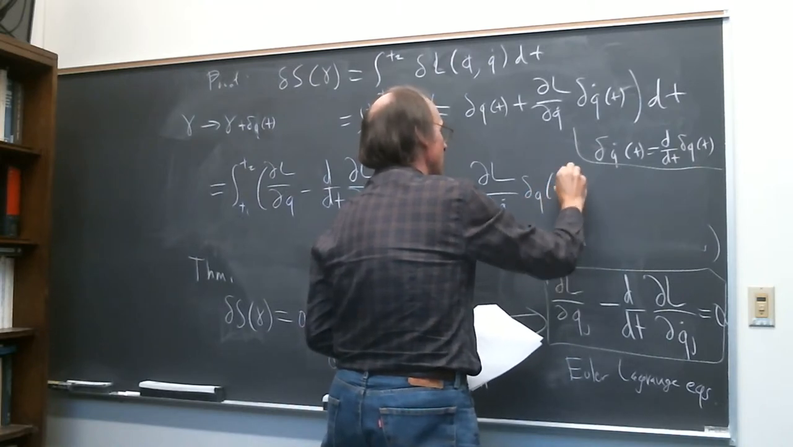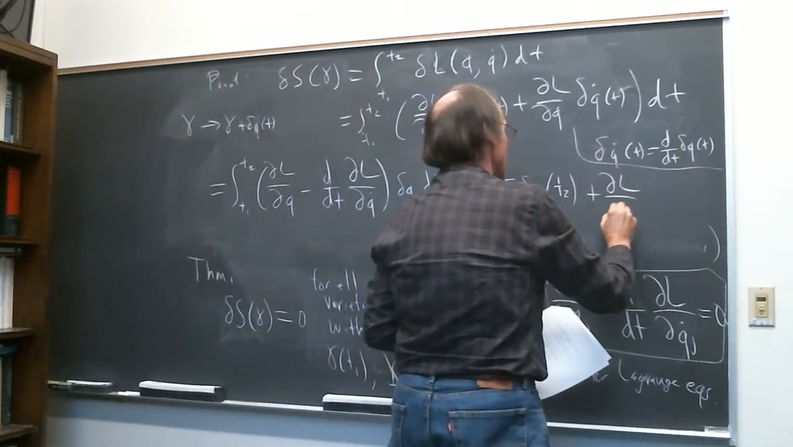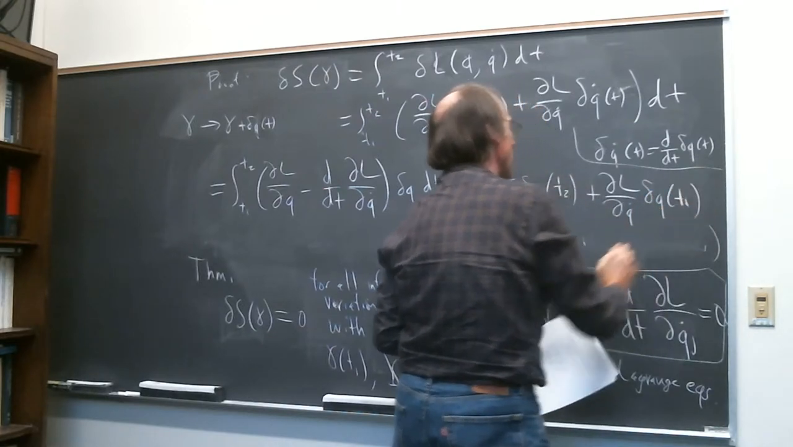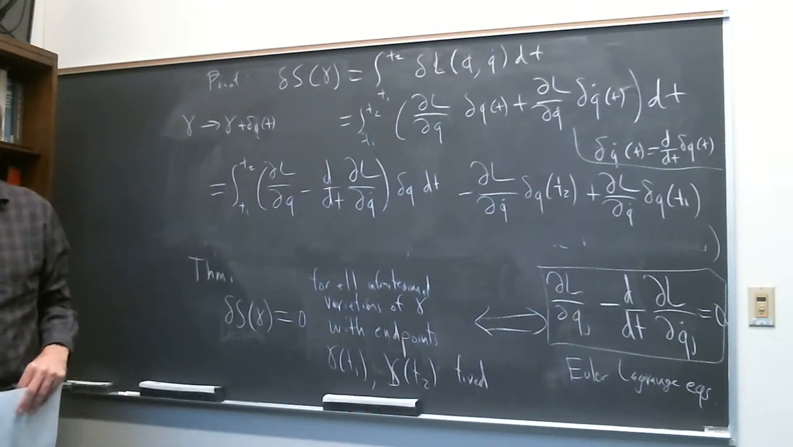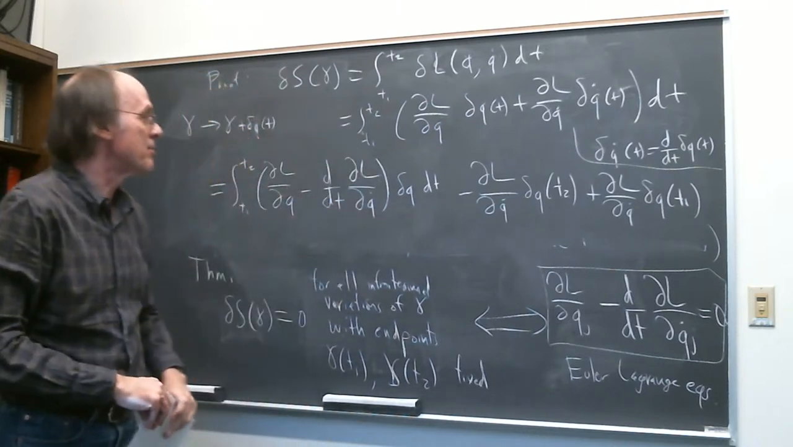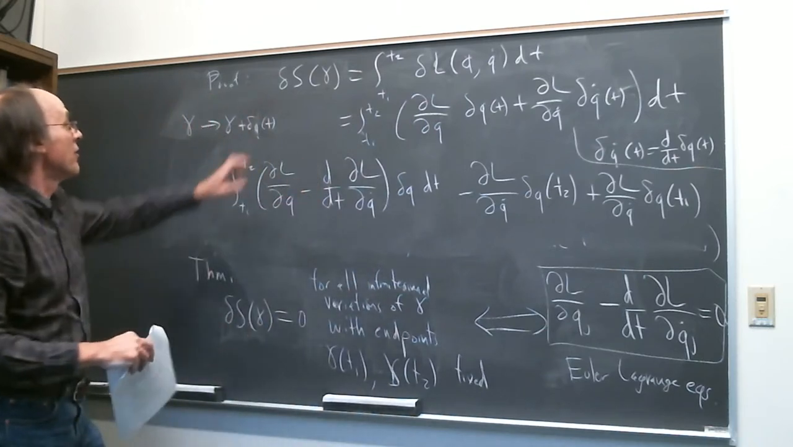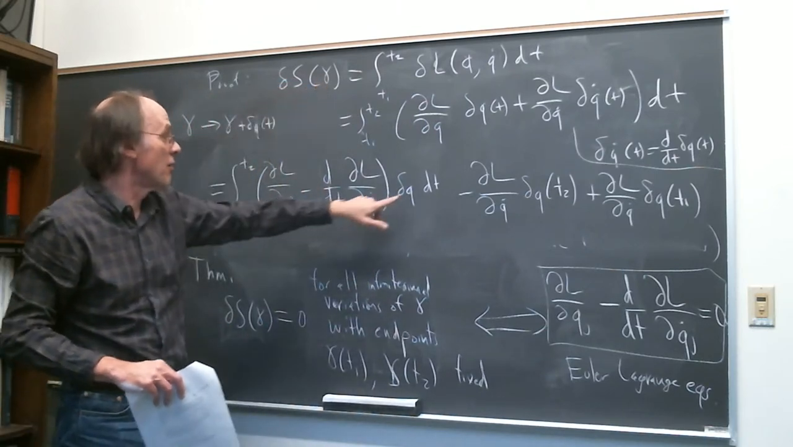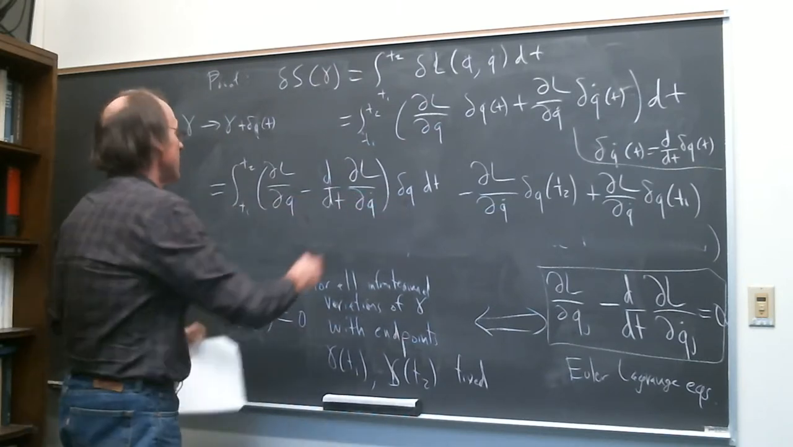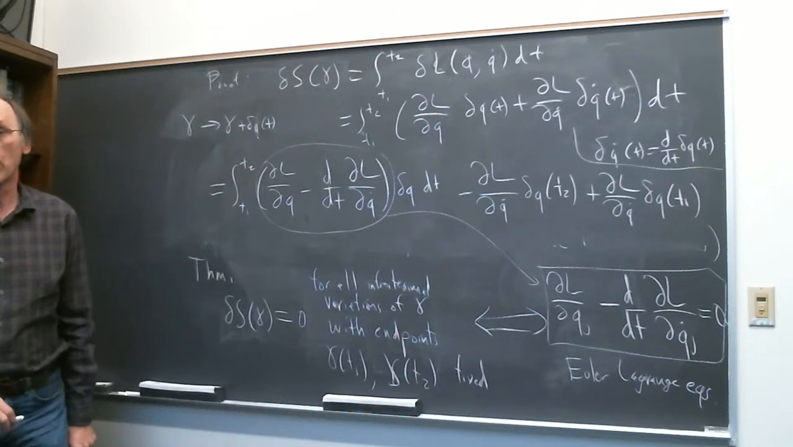There are going to be some boundary terms: what happens at t2 and what happens at t1. Anyway, I have in the notes a little bit more detail, and any physics book has a lot more detail about this. But this equation comes from this. If you want this to be a critical point, if you want this to be zero for any delta q to first order, this term's got to be zero. So this gives you the Lagrange equation.